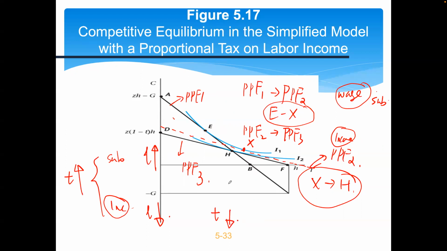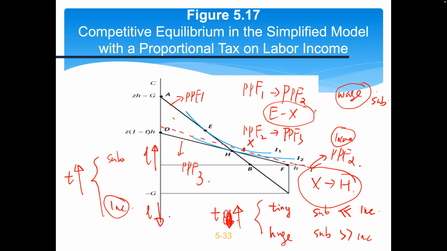Let me compare two cases. If tau increases by a tiny, very small amount, it could be the case that the substitution effect is smaller than the income effect. But on the other hand, if tau increases hugely, the substitution effect is going to dominate the income effect.